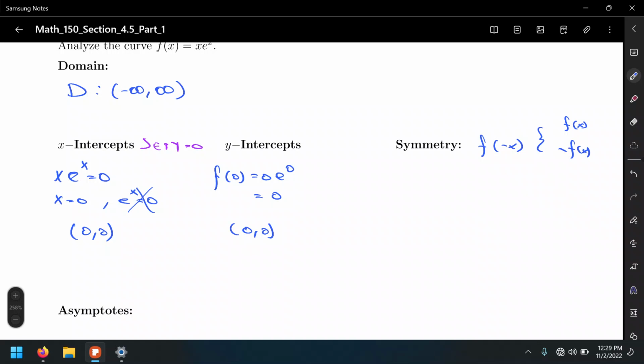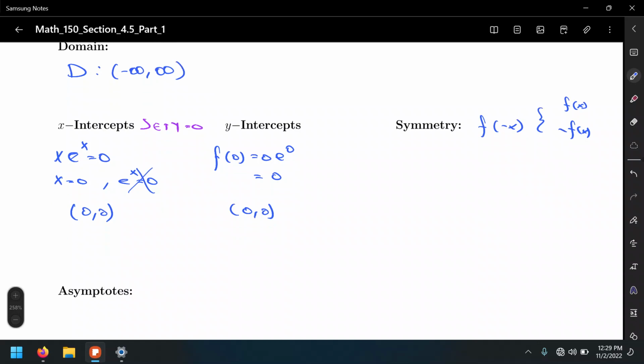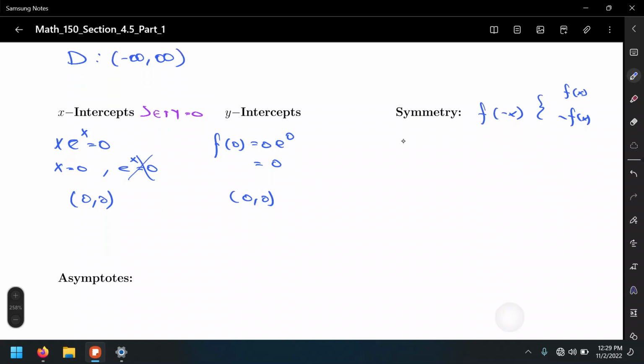If it's f of x, the original function, then it's going to be symmetric about the y-axis. Otherwise, if it's negative f of x, this function will be symmetric about the origin. So let's do f of negative x. That's negative x e to the negative x. And in this case, this is neither the opposite in sign of the original function nor back to the original function.